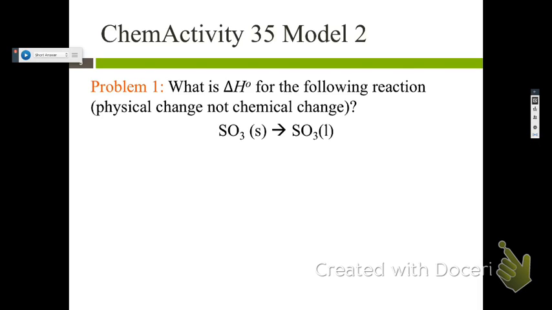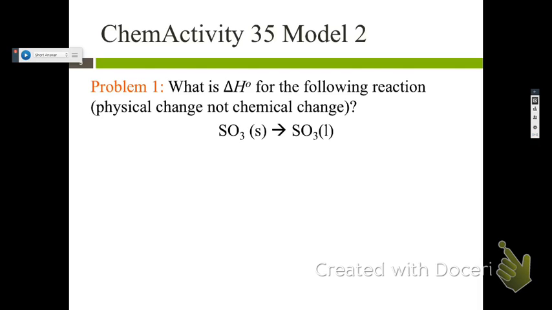Last, we're not doing this as a clicker question. I want you guys to look up delta H for this physical reaction. Hopefully you guys have been paying attention to the states of matter, and you've seen there's different values for a solid, a liquid, and a gas. Can anyone tell me whether you expect this to be a positive or negative delta H for this physical change?